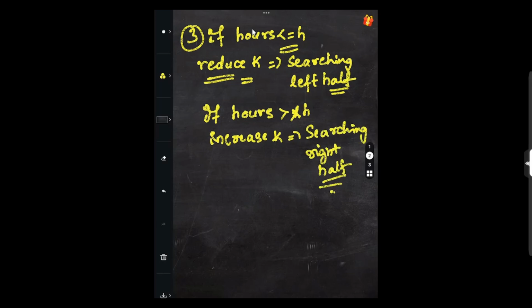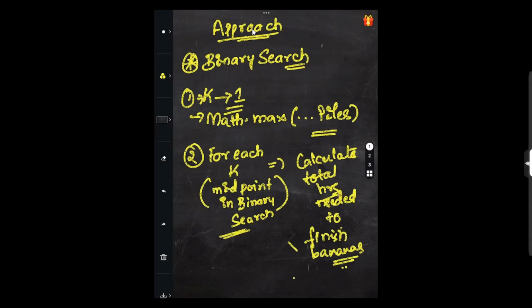So this is the approach that we are going with. Basically this ensures we are finding the smallest possible k satisfying the constraints. I hope this is clear. So again I'll tell what we are doing: we are going with binary search to solve the problem.